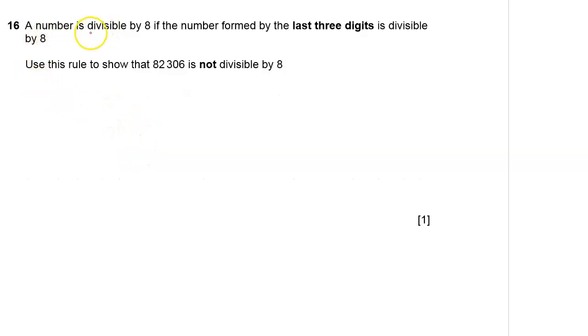Number 16. A number is divisible by 8 if the number formed by the last 3 digits is divisible by 8. Use this rule to show that 82,306 is not divisible by 8. So we take the last 3 digits, which is 306, and we test by dividing by 8. If it is divisible by 8, then the whole number is divisible by 8. If it's not, then it isn't. When you divide 306 by 8, you get 38.25. Of course, I'm using my calculator. Therefore, this number is not divisible by 8 because it gives us a decimal point.